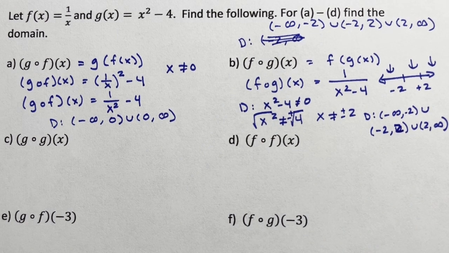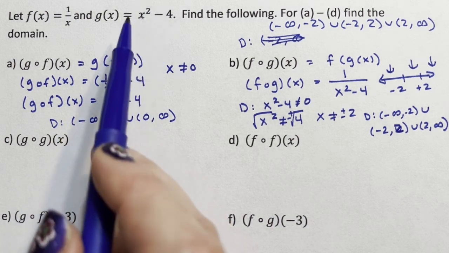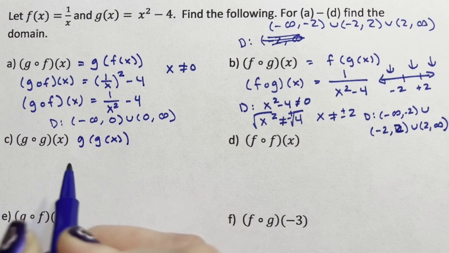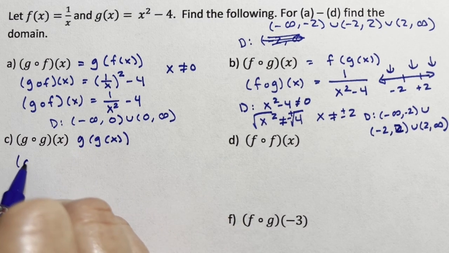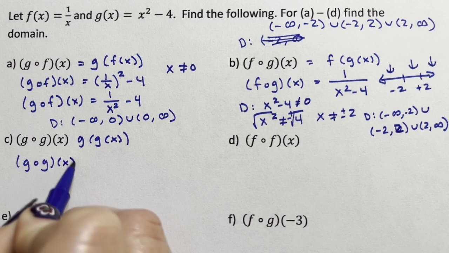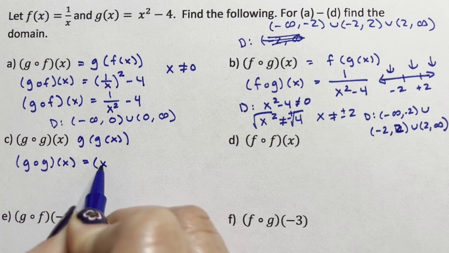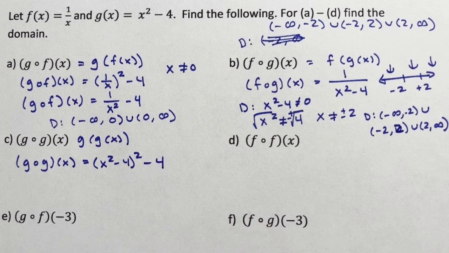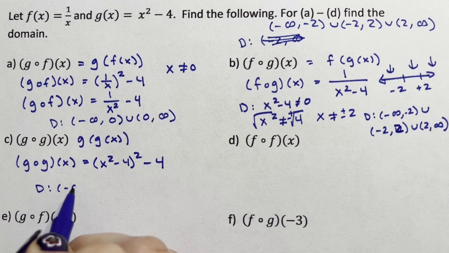All right. The next one, g of g of x, that means I'm putting this into itself, which is allowed. So I'm going to get g of g of x is going to equal x squared minus 4 squared minus 4. There's no fraction, there's no square root, there's no log, there's no restrictions on my domain. My domain is just going to be all real.